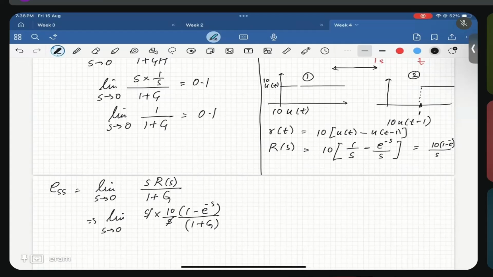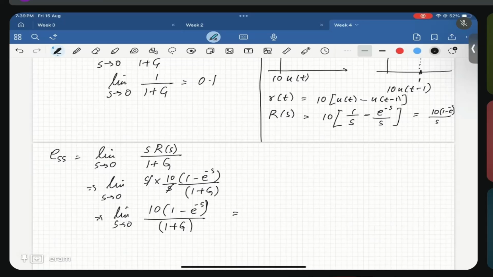So these s will cancel out. So limit s tends to 0, we have 10 into 1 minus 1 by 1 plus s. Now put s equals to 0. What you will get? If you put s equals to 0, you have 10 into 1 minus 1 by 1 plus s, which at s tends to 0 will be 1. So what is the value? 1 minus 1 is 0, so it will be 0.